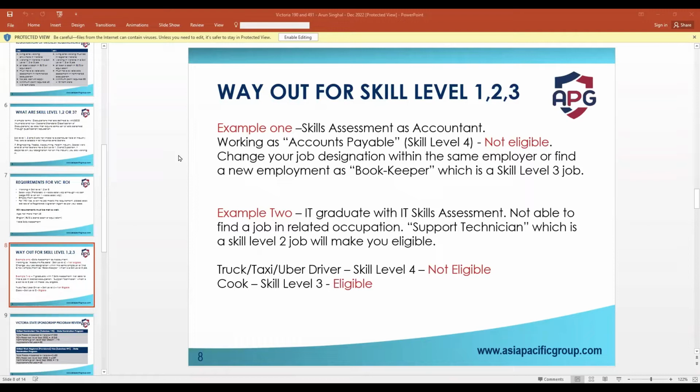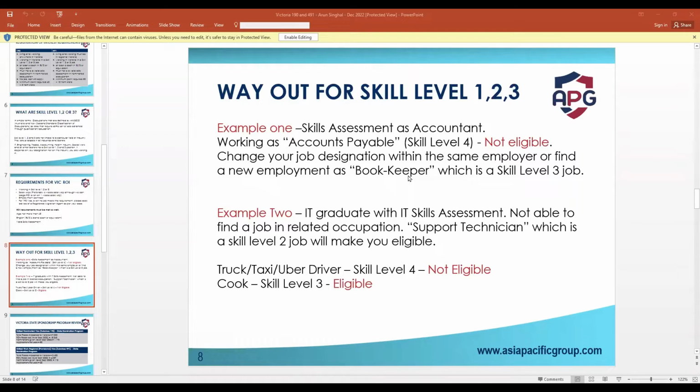So to give you an example, if you have a skill as an accountant, but you're working as an accounts payable, then it's a skill level 4 job as per ANZSCO. So you are not working in your skilled occupation in that case. But if you can change your employer or your same employment to bookkeeper, sometimes it's just a matter of talking to your employer. You might already be doing the job of the bookkeeper, but they have given you a title of accounts payable. So just changing the designation will help in this scenario.